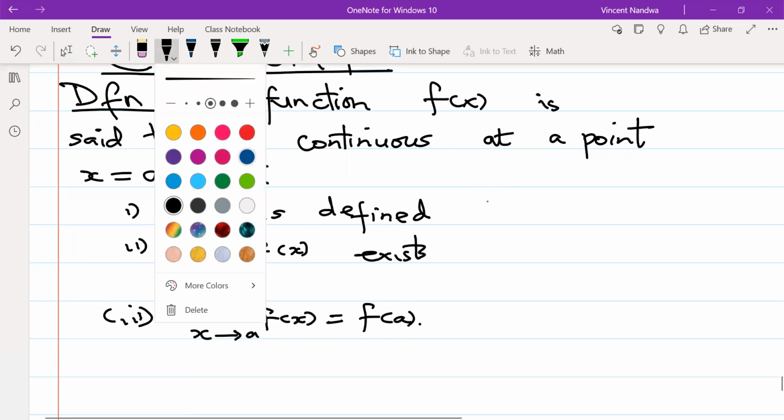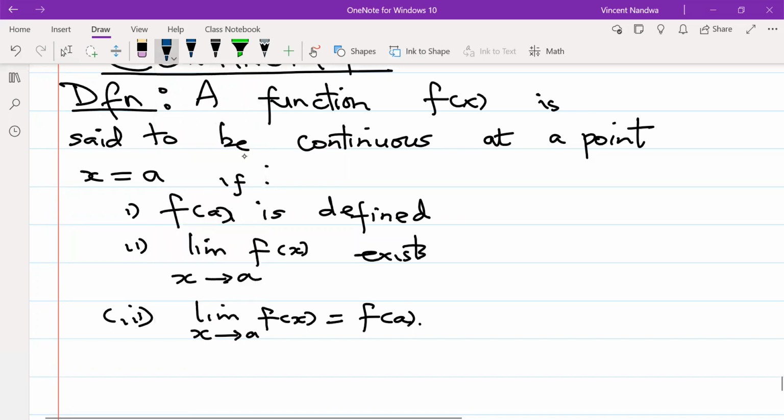Come again? Yes, the limit of the function as you approach that point should be the same as the value of the function at the same point.